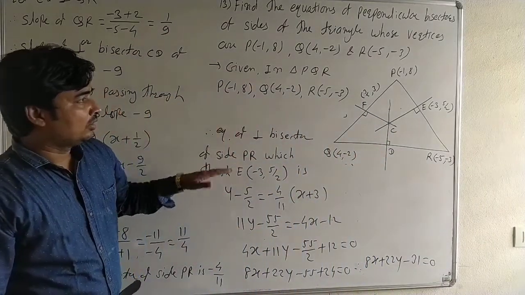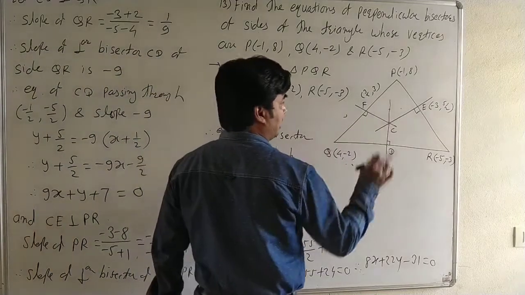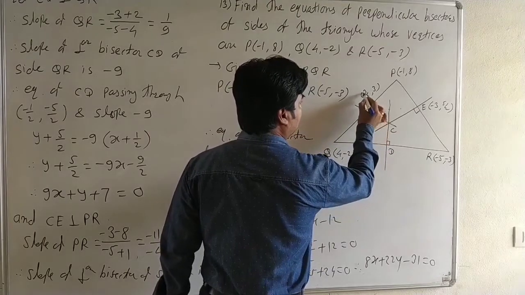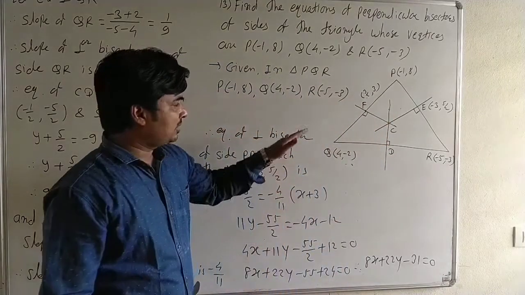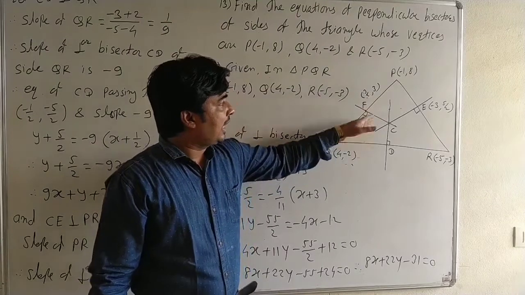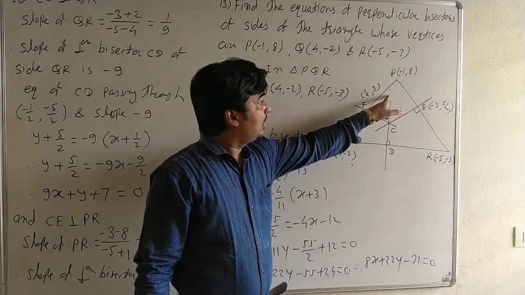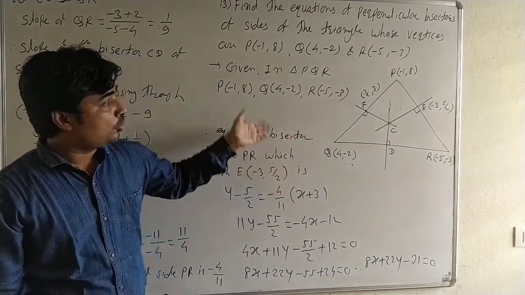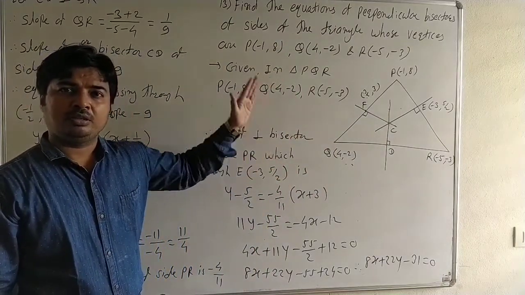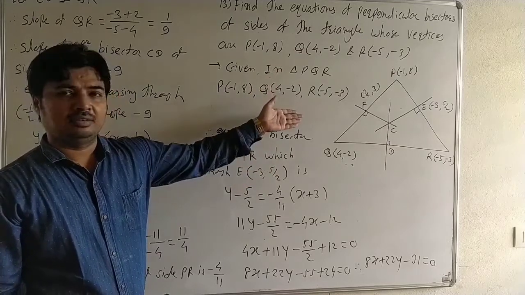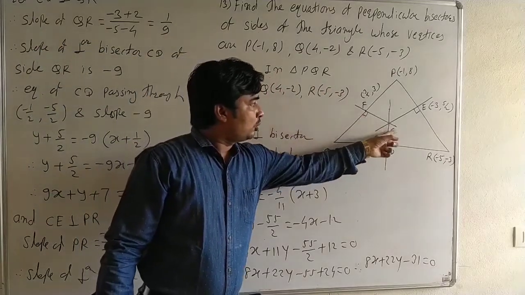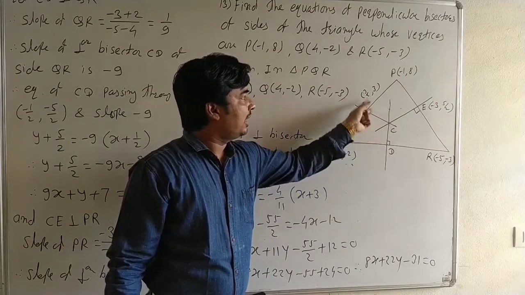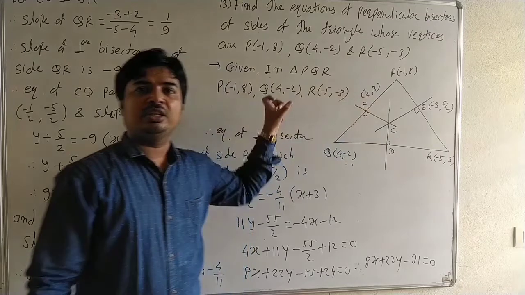Okay, now the third perpendicular bisector. Now we find the equation of the line passing through point (3 by 2, 3) and perpendicular to this line. So first find the slope of PQ, and then we know the slope of CF, that is the slope of the perpendicular bisector of this side, and passing through this point, then we get the equation of the line.